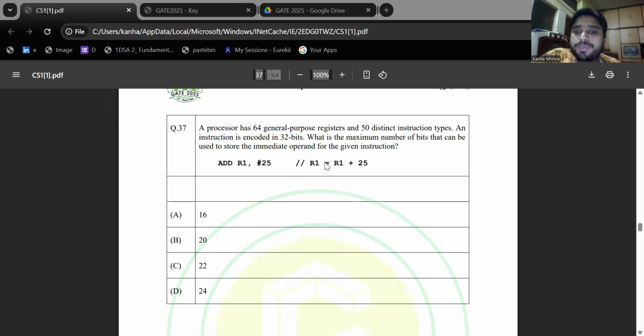So the very first thing we require to know is that we are given a processor that has 64 general purpose registers and 50 distinct instruction types. Each instruction is encoded in 32 bits. We are asked, what is the maximum number of bits that can be used for an immediate operand in this instruction? What is an immediate operand? In assembly language, let's say I'm writing add R1 and #25. That means R1 is a register operand and #25 is an immediate value operand, a constant value encoded directly into the instruction.